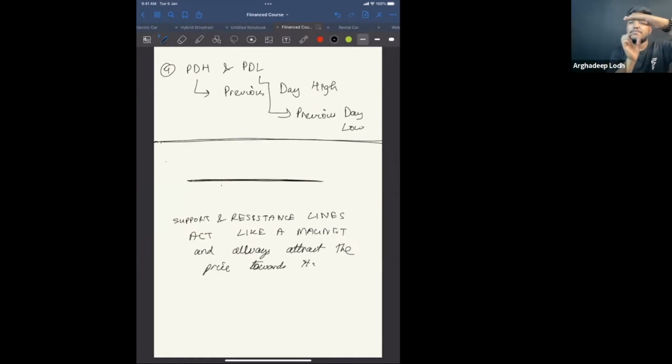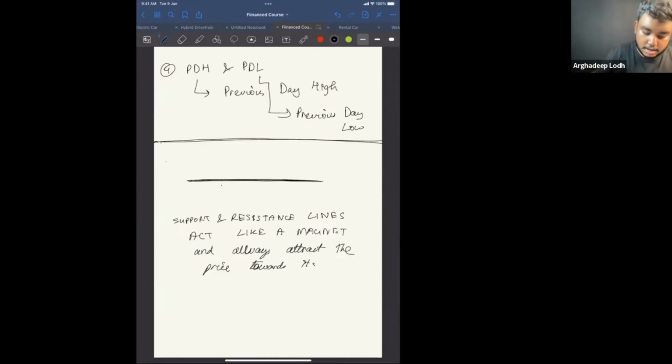Maybe for a few moments the price will go like this. But after that, the price will always move towards it. Support and resistance levels are like magnets. The price will always try to move towards or away from the support and resistance level. Clear? Did you understand?